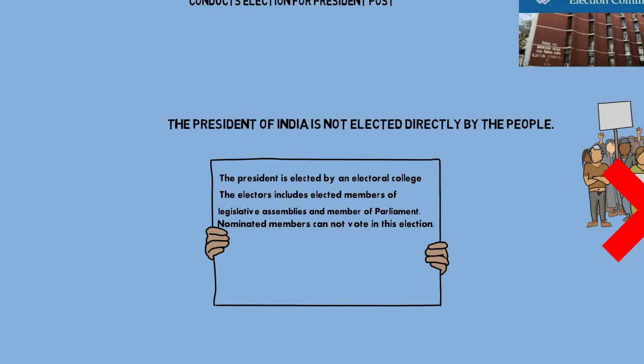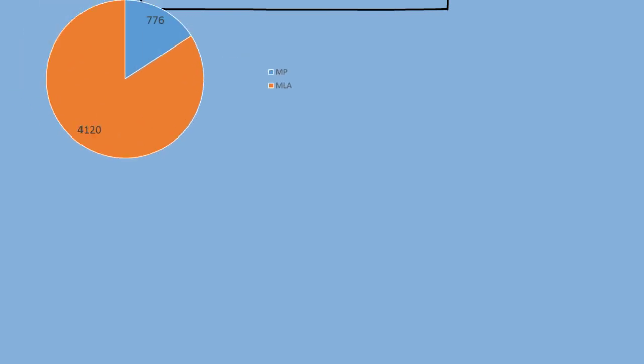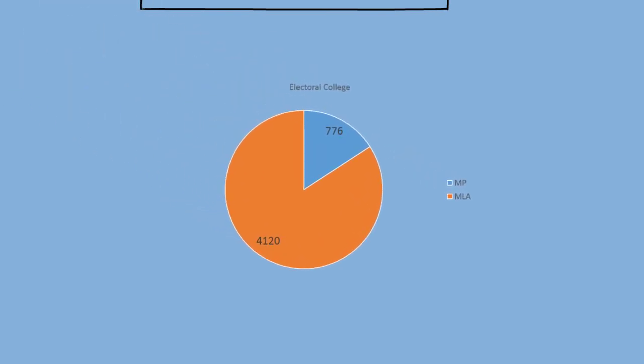Currently, the composition of the presidential electoral college is a total of 4896 members, out of which 4120 members are elected members of legislative assemblies of 29 states and elected members of legislative assemblies of Pondicherry and Delhi, whereas 776 are the elected members of parliament.